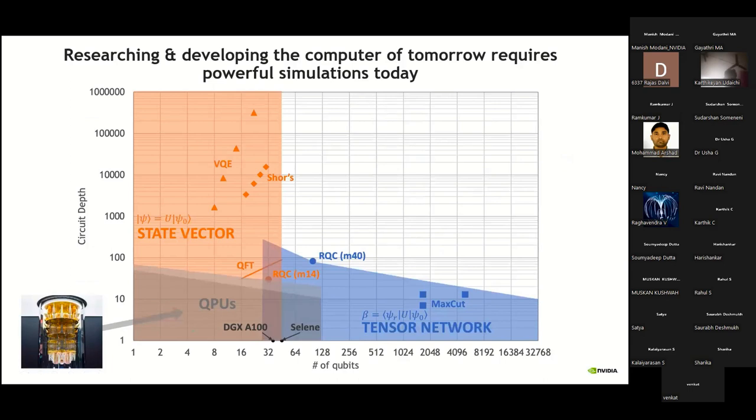So in summary, for cuQuantum, we can solve state vector and tensor network. State vectors in general are deep, their circuit depth is more, and that's where we can solve up to 50 qubits, and all are accelerated on GPUs. But tensor network circuits are not that deep, and that's where we could solve a larger number of qubits. Here we are showing the results for 32,000 qubits, and you will see that we are gaining significant performance gain using GPUs.